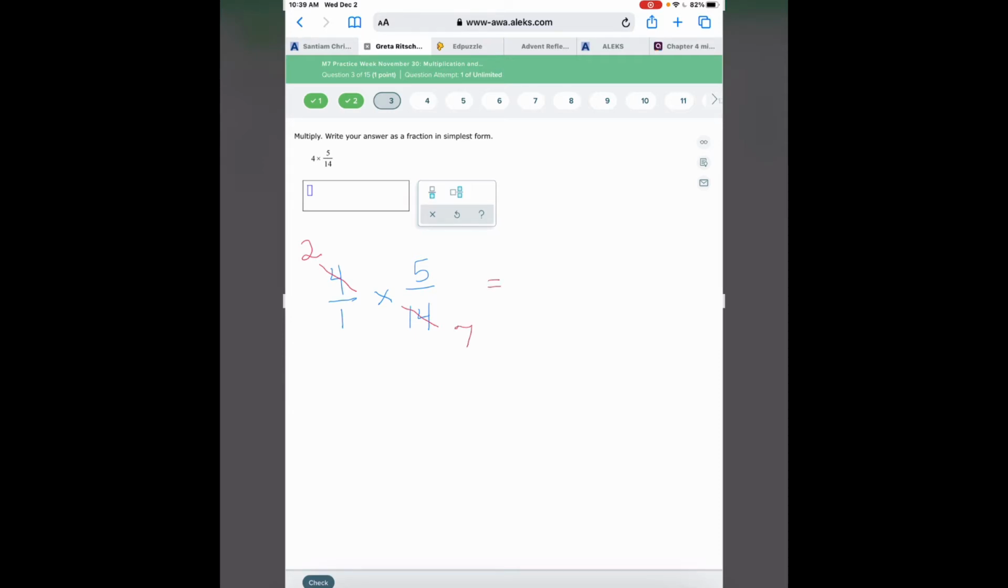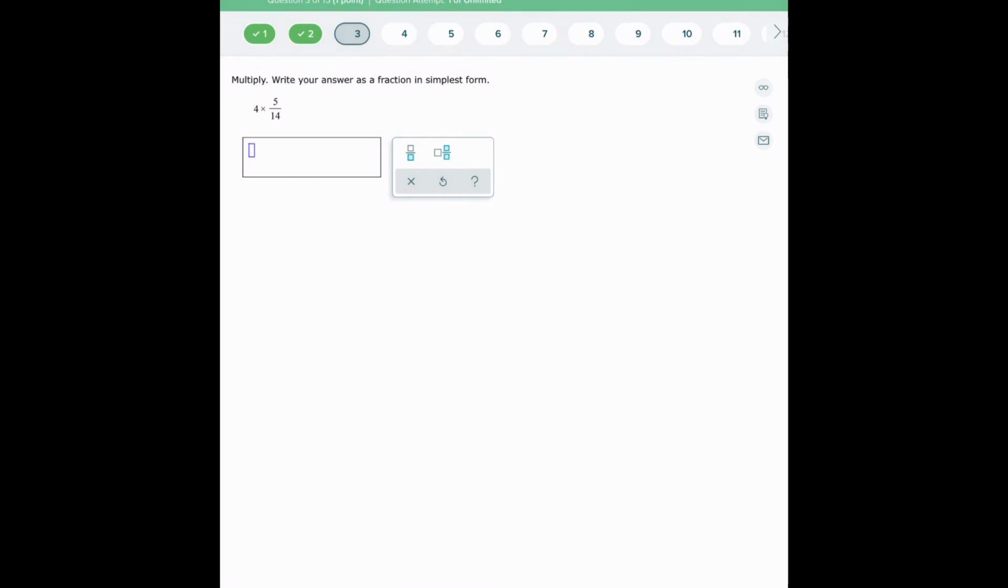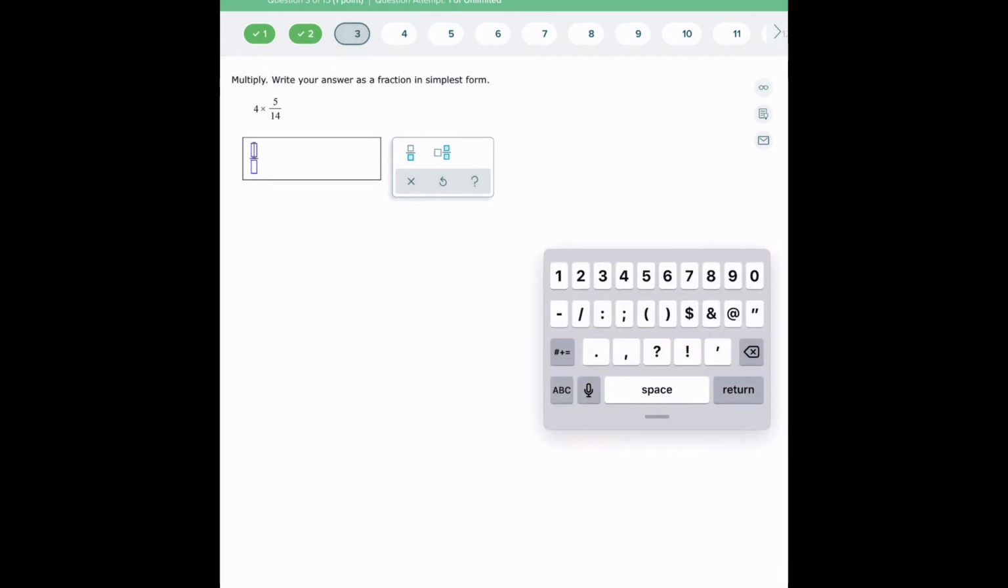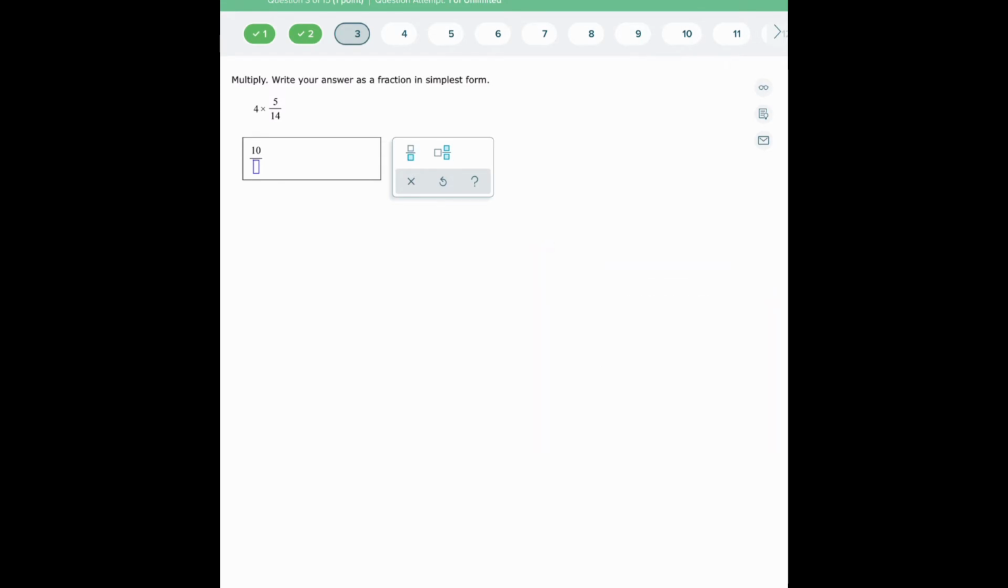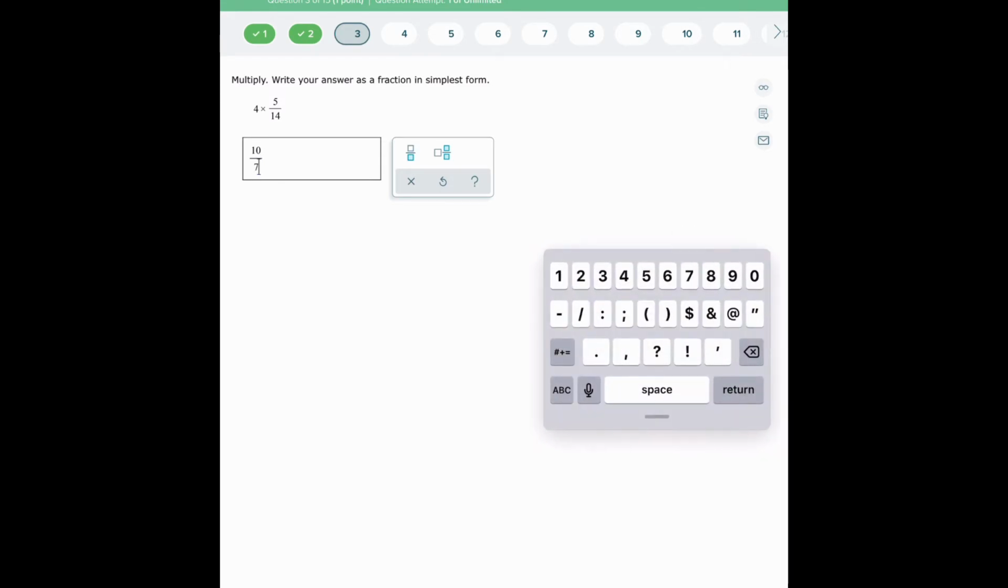And so now I am doing 2 times 5 is 10 on the top, and 1 times 7 is 7 on the bottom. And it says to write our answer as a fraction in simplest form. Simplest form just means it's reduced. It doesn't mean that I have to make it into a mixed number. That's a lot of extra trouble that we don't need to go to most of the time. So I am going to just enter this as 10 over 7.